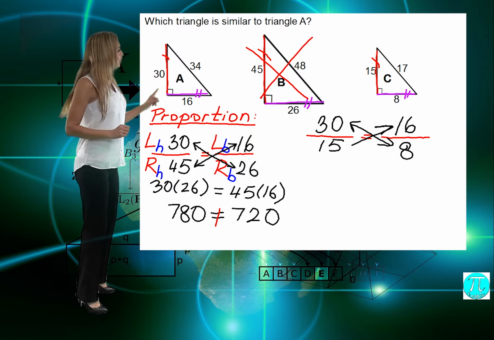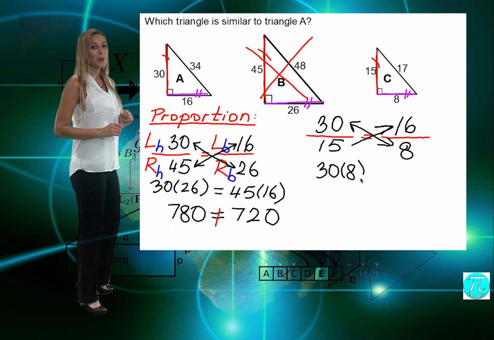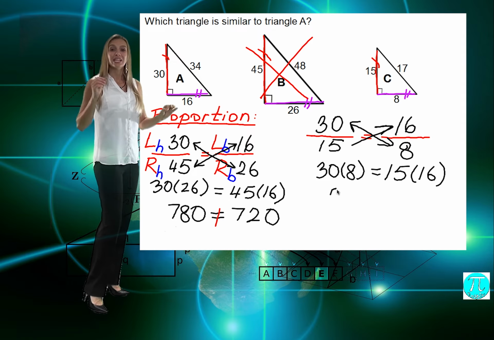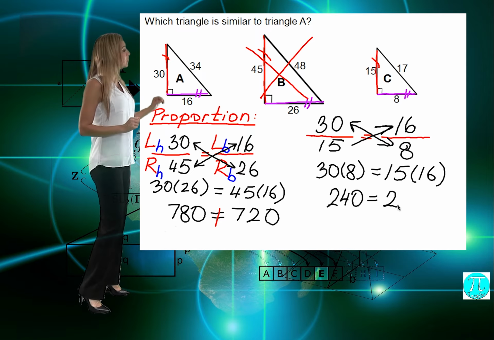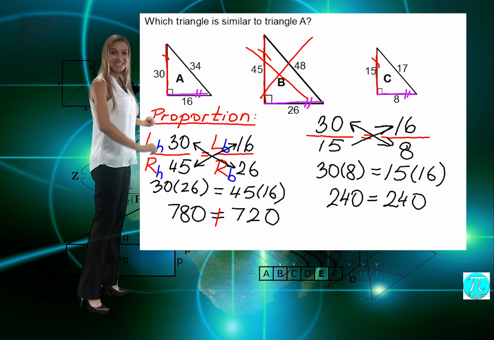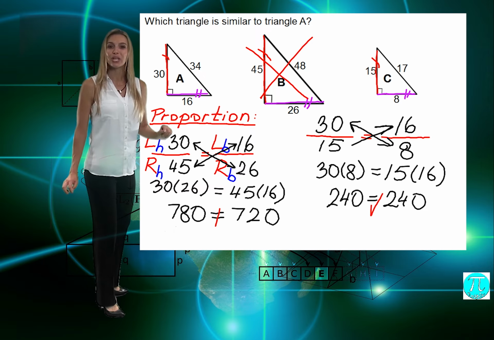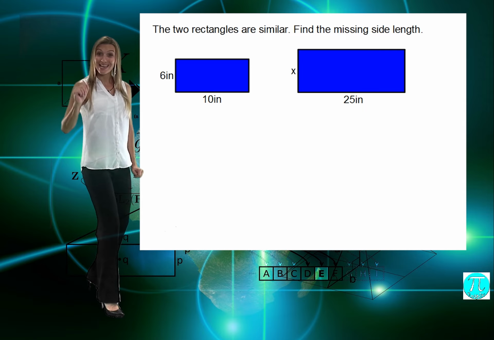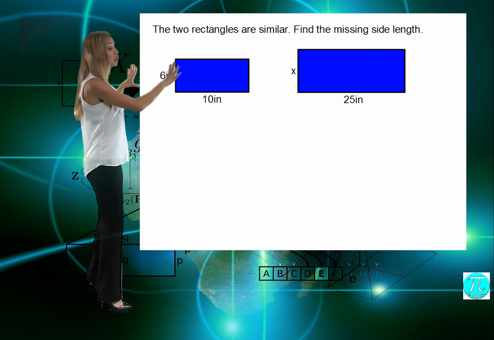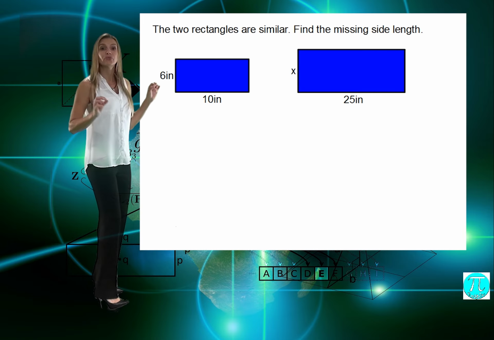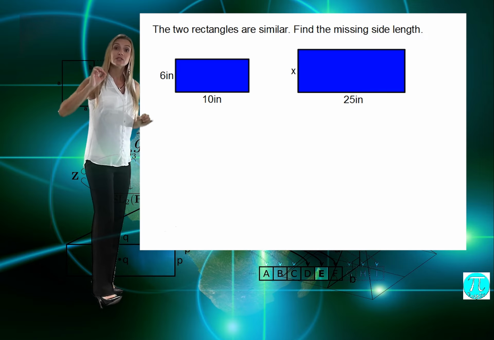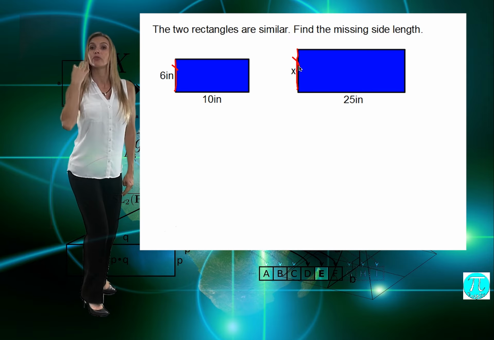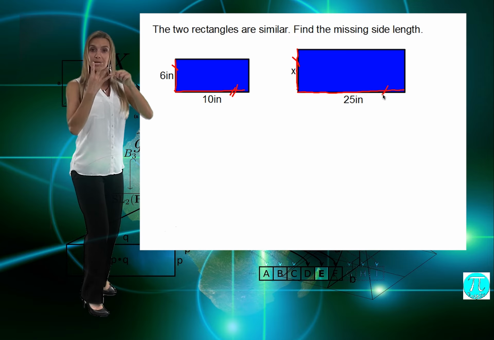So we will do 30 times 8, and we want to know, does that equal 15 times 16? In your calculator, you will plug in 30 times 8 and you will get 240. And indeed, that does equal 15 times 16, which is also 240. So triangle A is similar to triangle C. Now let's see where we can also use proportions. Proportions will help us to find unknown side measures as long as we have two similar shapes and we are given 3 side measures and we're looking for the fourth one. So we're given 3 and we're looking for the fourth.